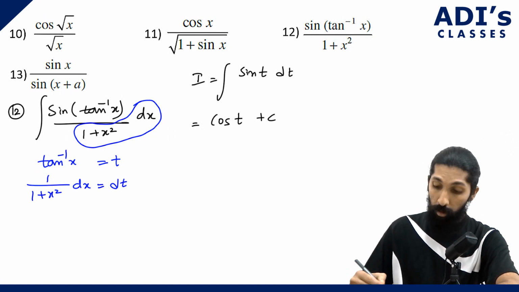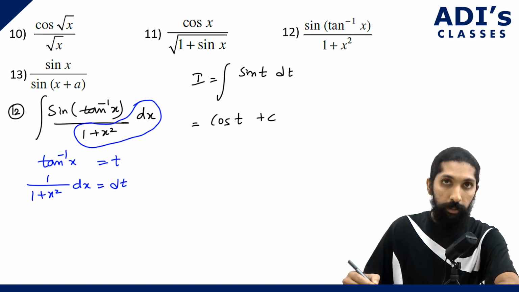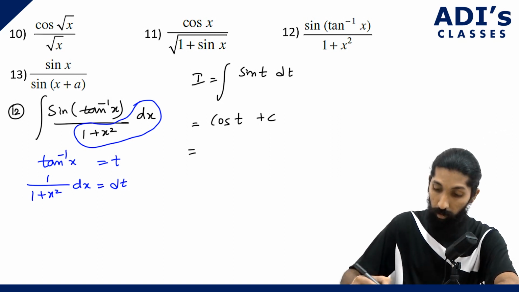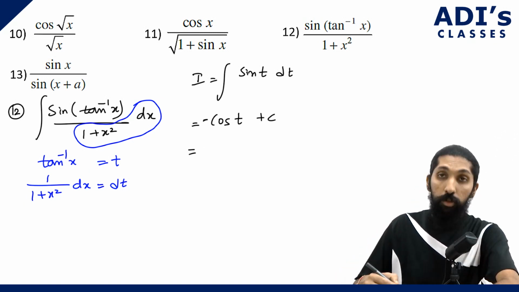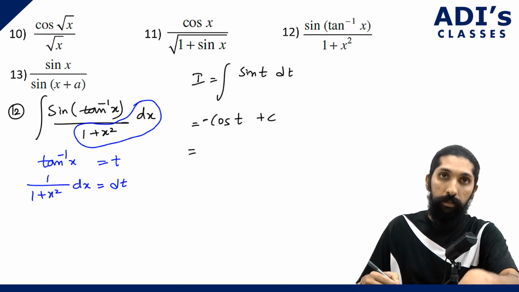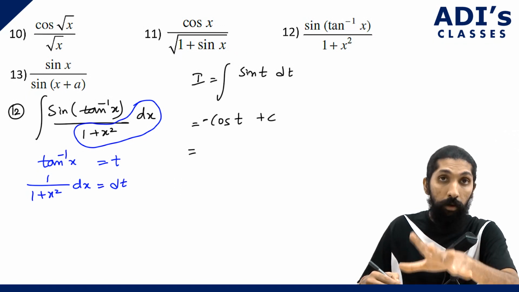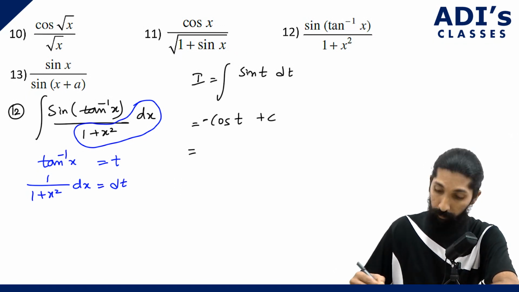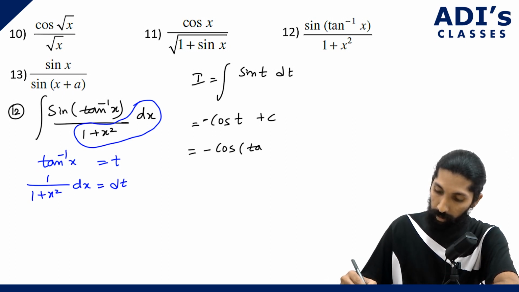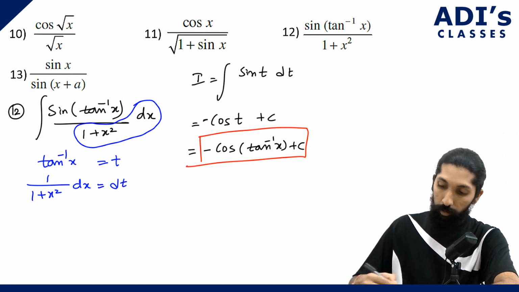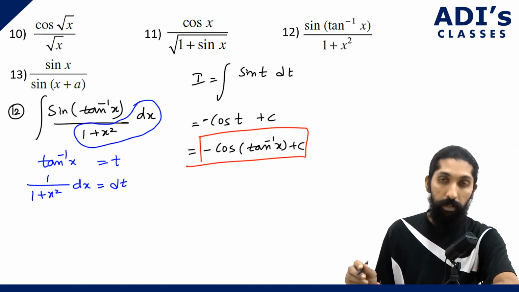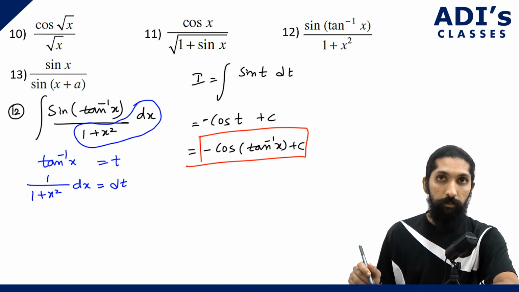Now what is t? t is tan inverse of x. So you'll get this as, oh, sine is minus cosine, sorry, minus cos t plus c. So do not make these kinds of small errors in the tests and exams, all right? Be very aware of what is happening in the problem. So you'll have minus cos of tan inverse of x plus c. So this is going to be the answer for the 12th. Minus cos of tan inverse of x plus c.